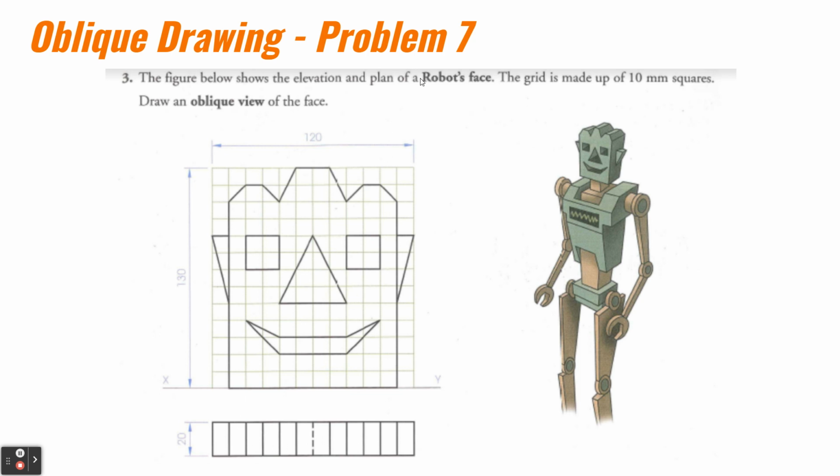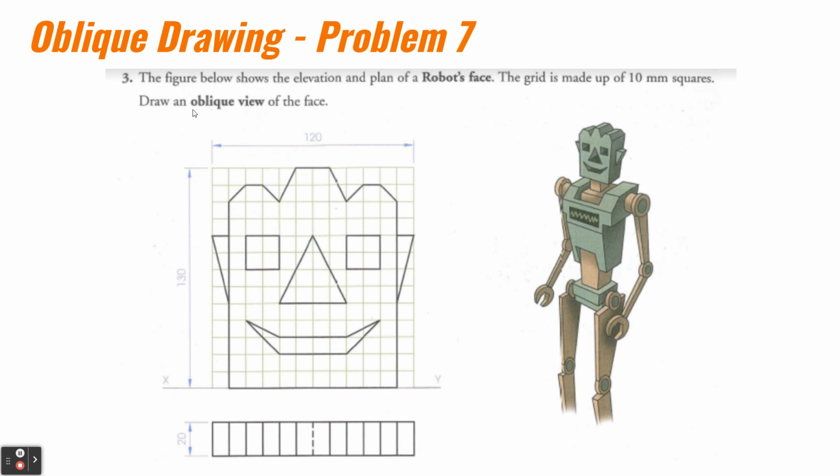You can see that object is based off of a robot's face. The grid itself is made up of 10 by 10 millimeter squares, so each square is 10 by 10, 120 long, 130 high. You can see the XY line here. Every 10 you literally mark it and do a line up and then across, and then obviously replicate your design here for the elevation.